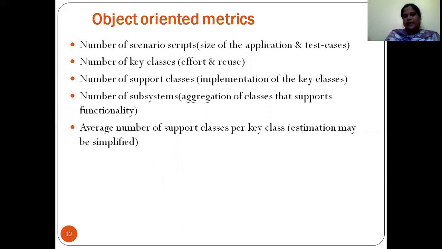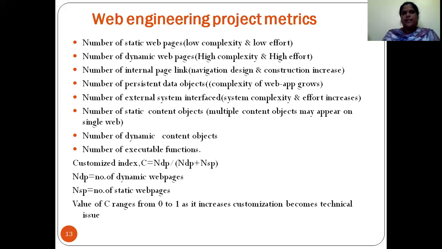Next comes object oriented metrics. What is present in object oriented metrics? Number of scenario scripts, meaning the scripts and test cases you are taking; number of key classes you are using; number of support classes, the other classes you are implementing; and number of subsystems. Also the average number of support classes per key class. Estimation may be simplified in this way with object oriented metrics.